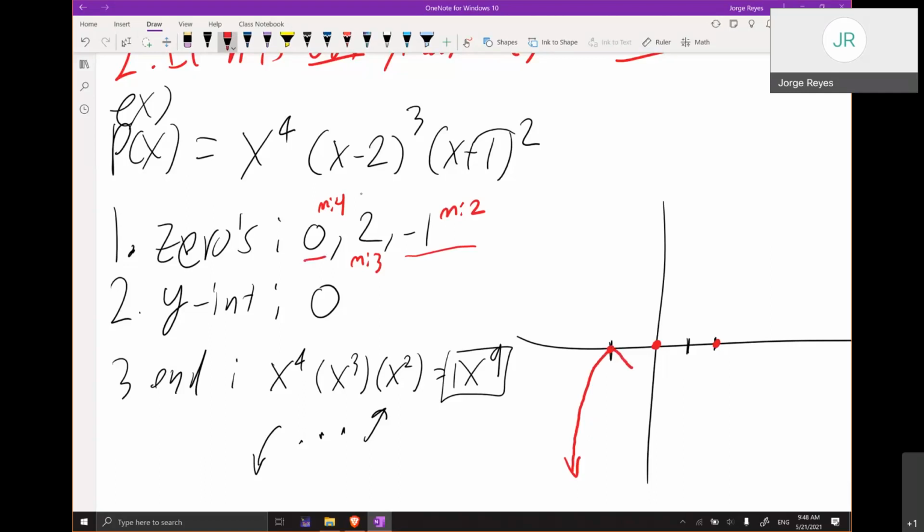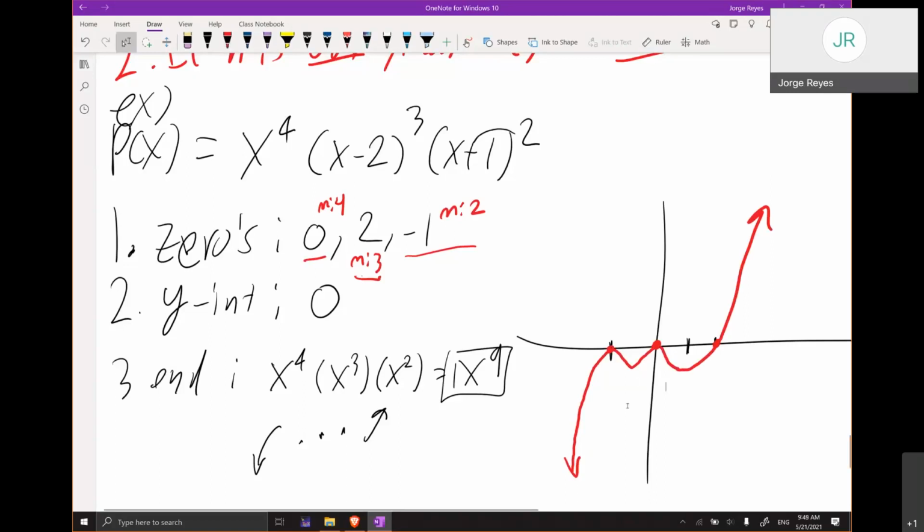Then I head to 0, which also has even multiplicity, so I'm going to go back up and bounce off again. And then I'm going to go to 2, which has an odd multiplicity, so that's when I'm going to cross and go up. So then we get this very weird graph, right?